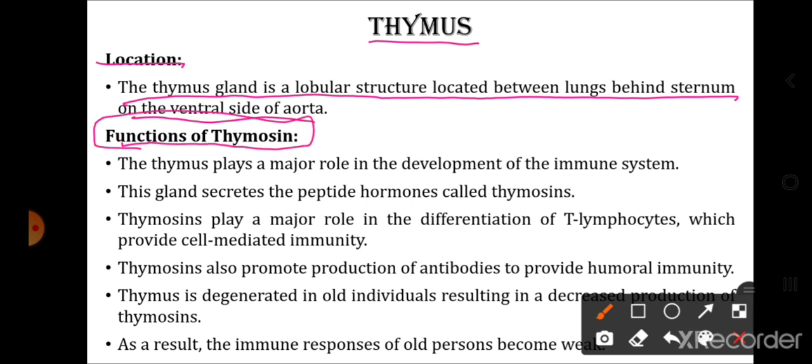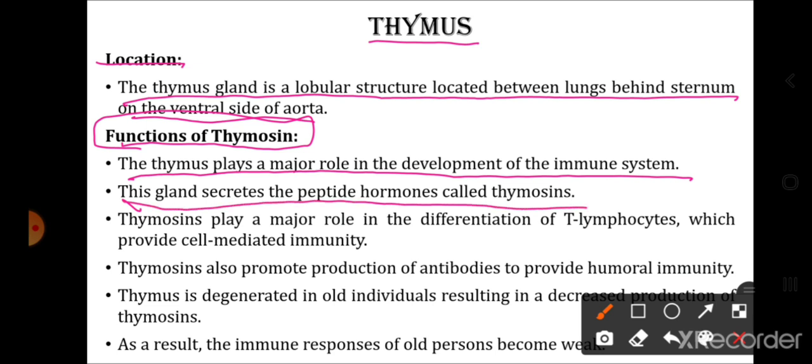So what are the functions of thymosin? The thymus plays a major role in development of the immune system. Thymus gland का main function है to develop the immune system of the organism. This gland secretes a peptide hormone called thymosin. We will study in the next video regarding the chemical nature of the hormone. So most of the main chemical nature is peptide. That is, they are protein in nature. So जो thymosin है उसका chemical nature क्या है? Peptide hormone है. What is the function of thymosins?